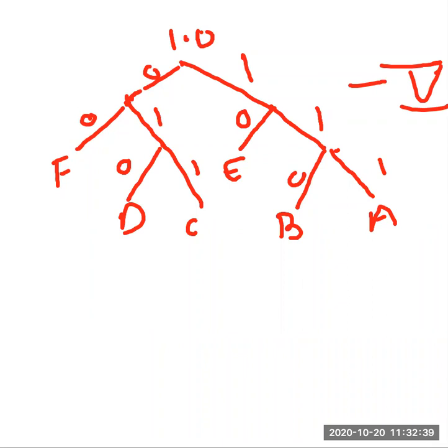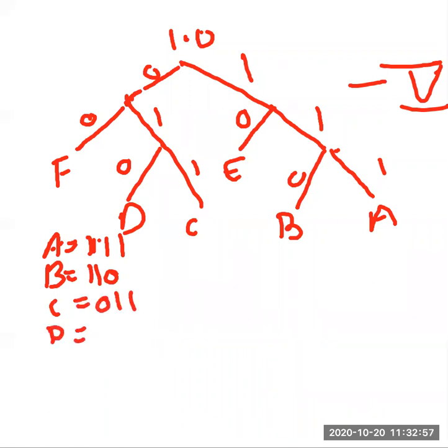What we got from this Huffman tree is: A's code is of 3 bits, 1 1 1. B's code is of 3 bits, 1 1 0. C's code is of 3 bits, 0 1 1. D's code is 0 1 0. E's code is 1 0, and F's code is 0.